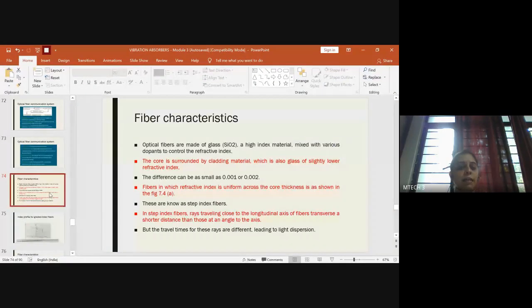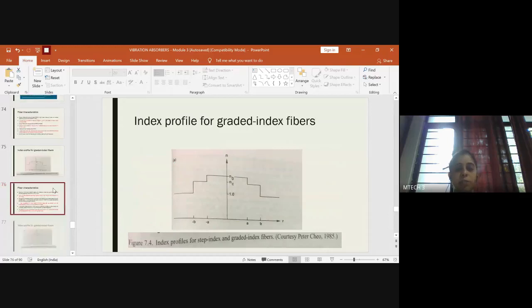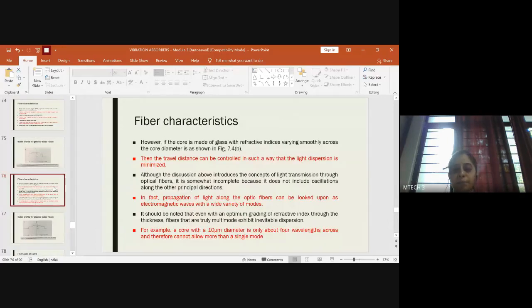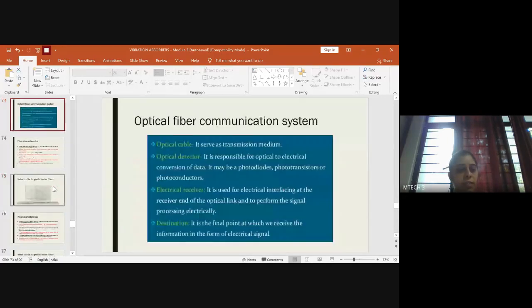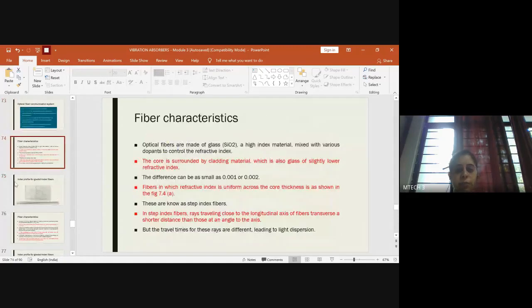If I start again, it takes a description of the diagrams. It will take time. We will start in the next class. That will be better.